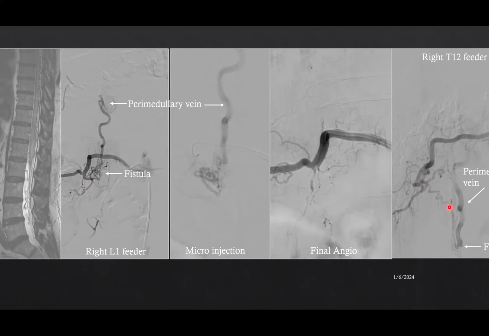So this is the selective microcatheter position before embolization, and this is post embolization of one of the feeders, and this is the angiogram of the second feeder. Just a video showing the two feeders.